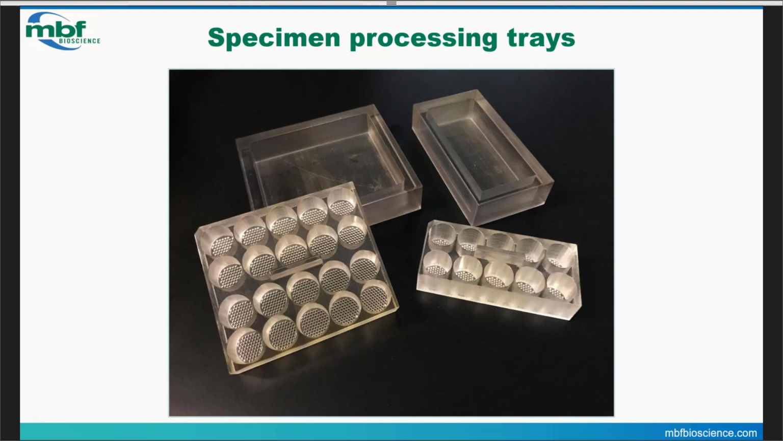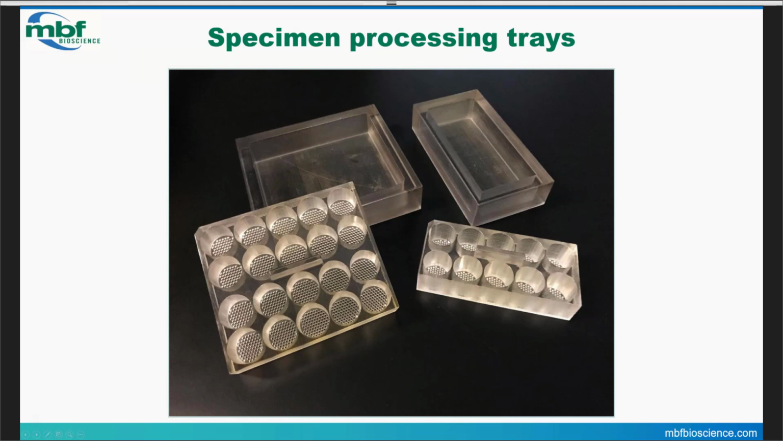So these are the wells that we use to do the immunohistochemistry. Originally they were made out of plexiglass, and now we use 3D printing. How to use 3D printing is going to be put onto the MBF website. This one has 10 wells, and each of these wells is 1 mil, with little holes in the bottom, and they fit snugly into a tray.